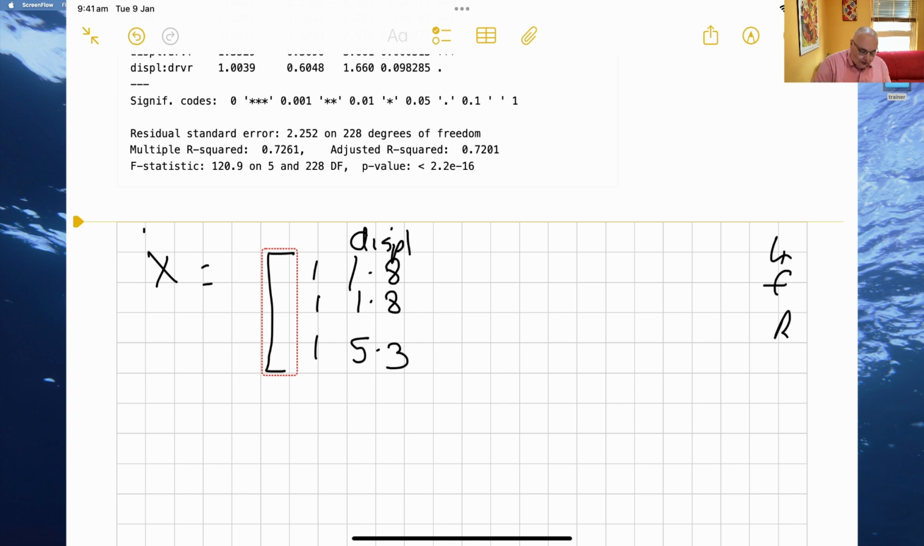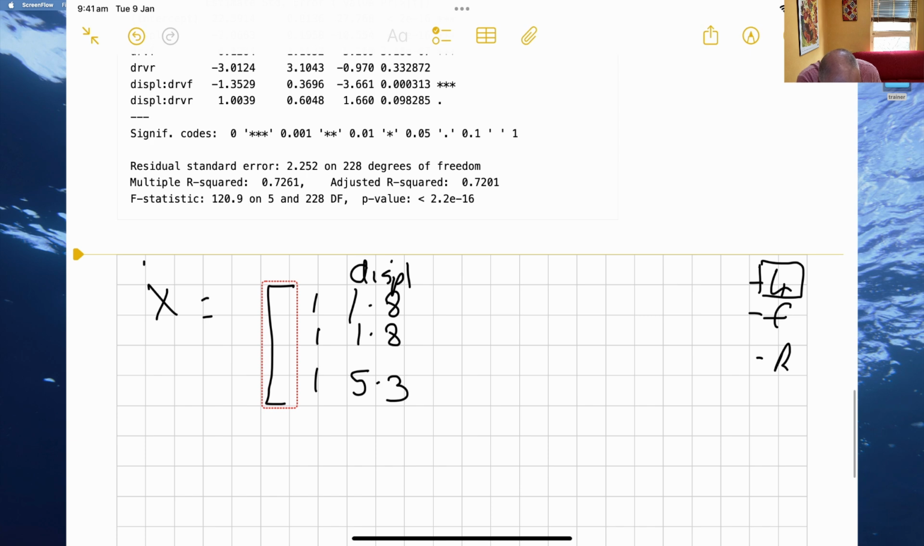And the way we do that is we go over here and we see that we have 3 levels. So we're going to add 2 extra columns. How do we decide the columns? Well, we look at these alphabetically and say which one comes first alphabetically. In this case, the first one alphabetically is 4. So we're going to need a column for the other 2, the F and the R.